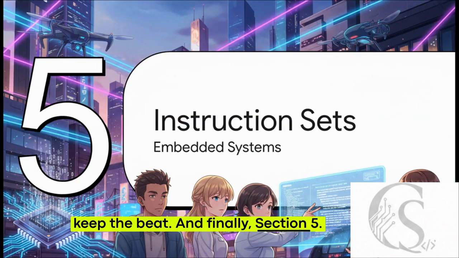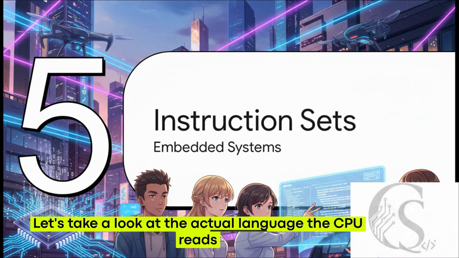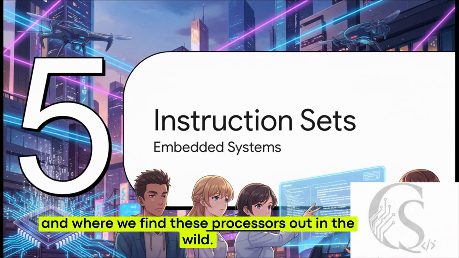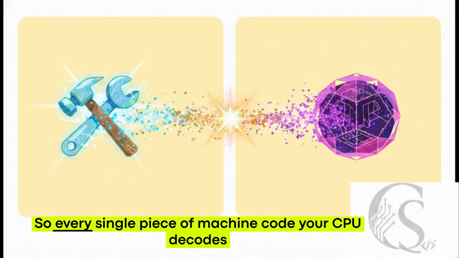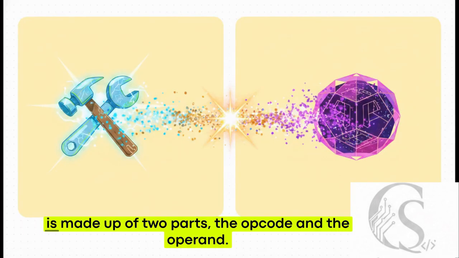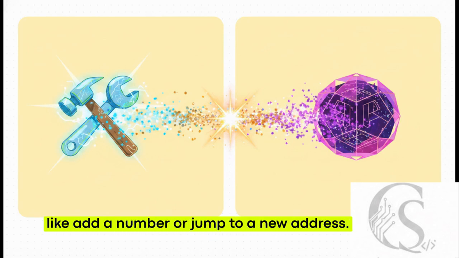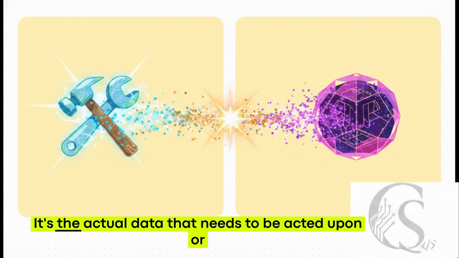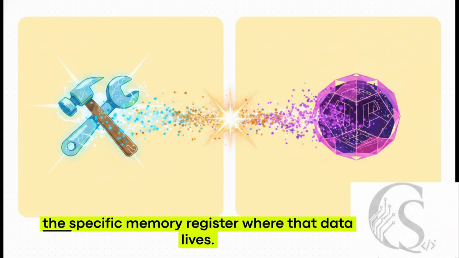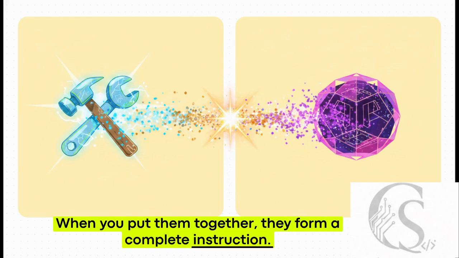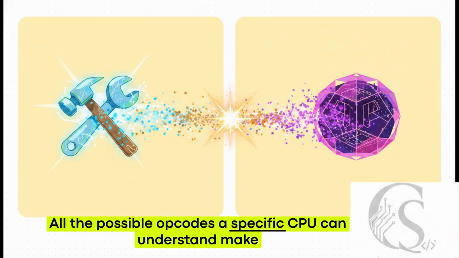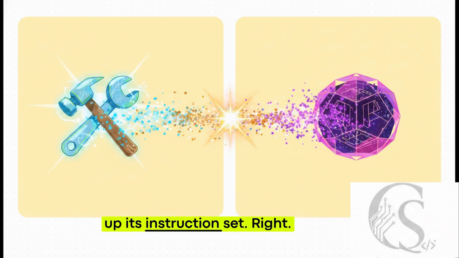And finally, Section 5. Let's take a look at the actual language the CPU reads and where we find these processors out in the wild. So every single piece of machine code your CPU decodes is made up of two parts, the opcode and the operand. It's actually pretty straightforward. The opcode is the action. It tells the CPU what to do, like add a number or jump to a new address. The operand is the target. It's the actual data that needs to be acted upon or the specific memory register where that data lives. When you put them together, they form a complete instruction. All the possible opcodes a specific CPU can understand make up its instruction set.